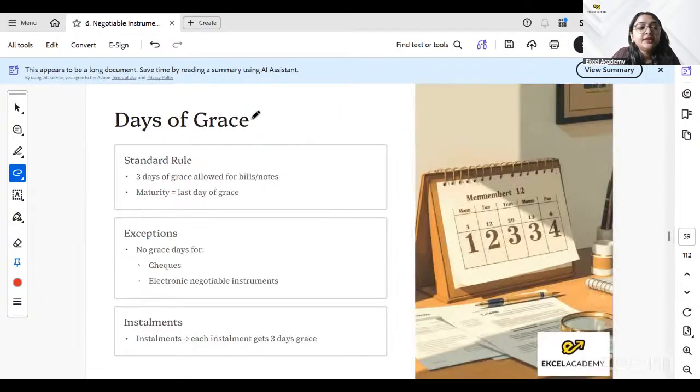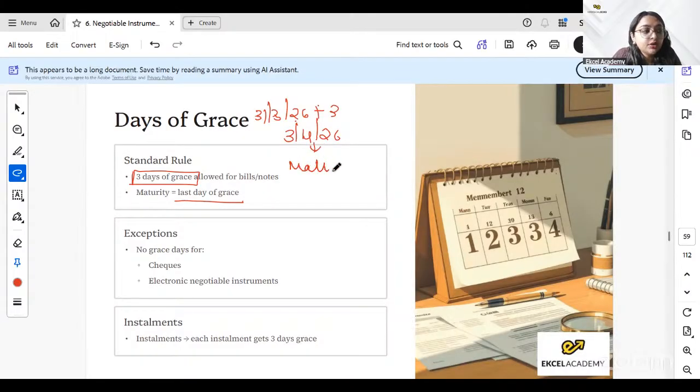All right, next, what are days of grace? We saw this in the case of the bill of exchange, wherein we understood that 3 days of grace is allowed for bills or notes. That is, maturity is the last day of grace. Let's say, for example, your bill was payable on 31st of March 2026, plus 3 days of grace will make it 3rd April 2026, and this becomes your maturity. 3rd April is your maturity.